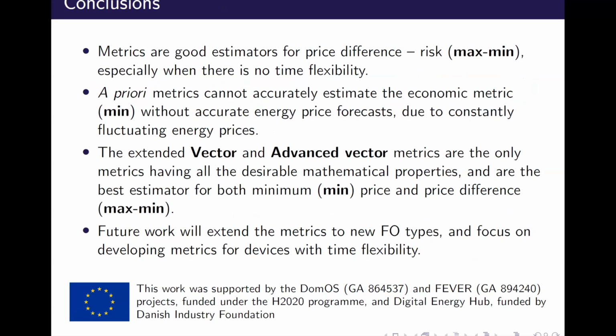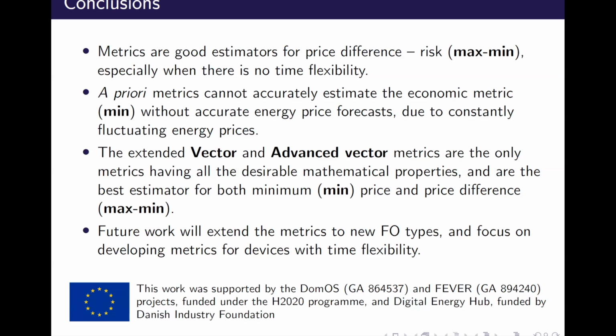Key conclusions. The metrics that we have just seen are quite decent at estimating the price difference, the so-called risk, especially when there's no time flexibility. Time flexibility is a little bit of an issue generally. A priori metrics are not magic. They cannot estimate the economic metric without accurate energy forecasts. If we had to recommend a metric to use for flex offers generally, we would recommend the vector and advanced vector metrics, because they have all of the desirable properties, especially in cases of aggregation, and they're quite decent at estimating, or at least being somewhat correlated to, the two use cases that we've shown.